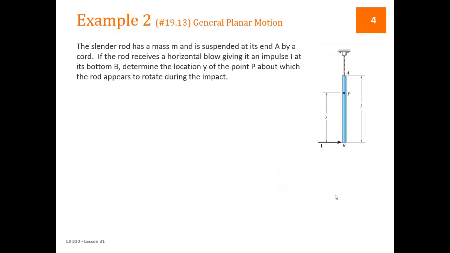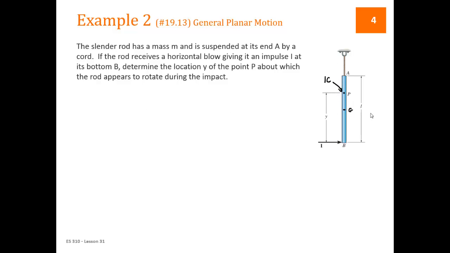Now let's take another example of a problem which will involve general planar motion of a rigid body, but that is short enough for us to actually solve all the way through. So we have a slender rod, and it has a mass of m acting at its center of mass G. It's hung by its end on a cord. And initially it's at rest, and then it's hit at the bottom with an impulse I, and we need to figure out the location of this point P around which the rod appears to rotate.